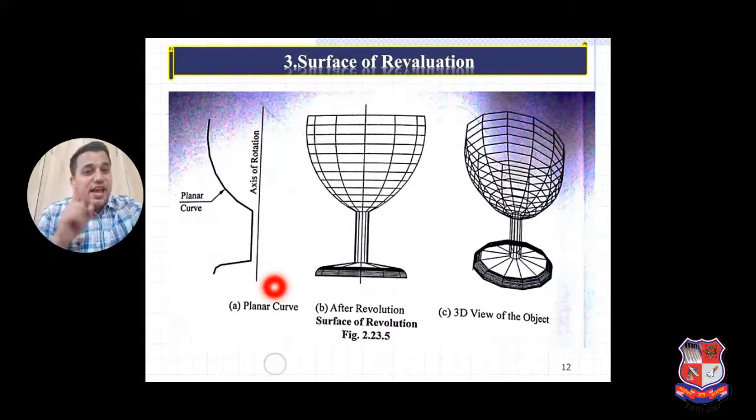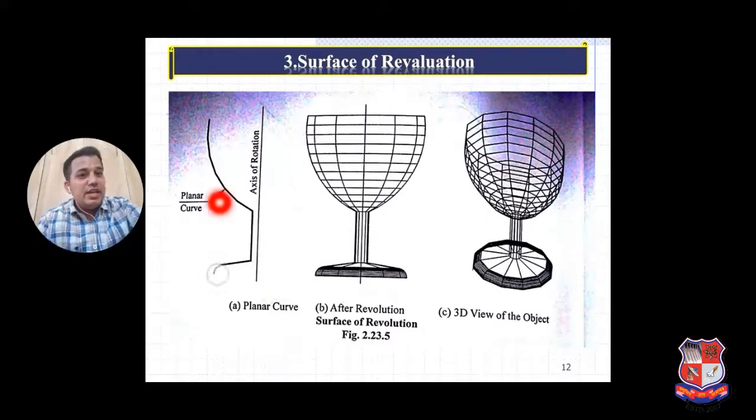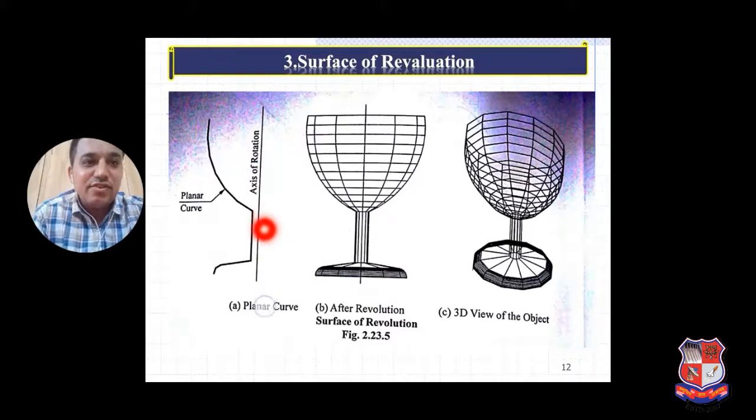Keep in mind, axis of revolution and standard axis are different. Axis of revolution means that when we create any trajectory, the trajectory will revolve around the axis of revolution. It may be inclined, vertical, or horizontal. So it depends on the designer how you select the axis of revolution.